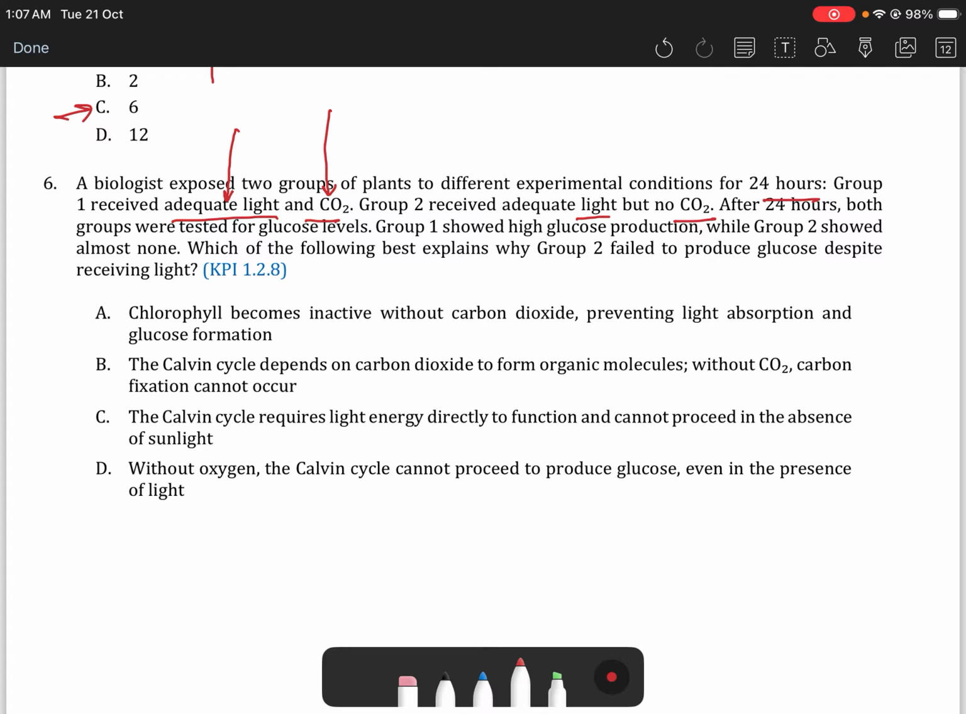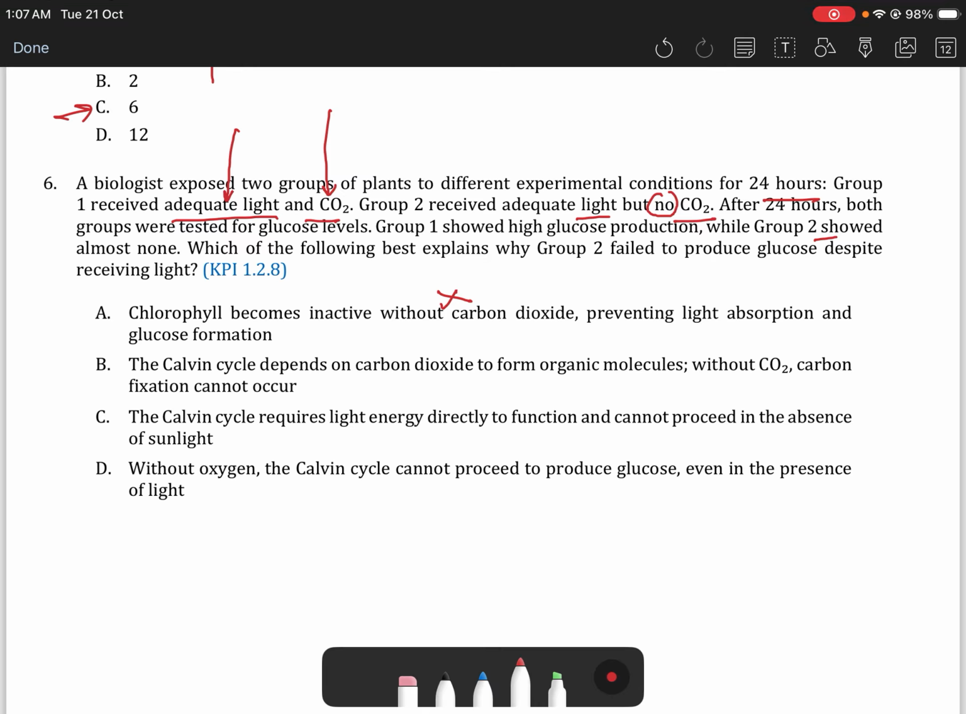The group 2 showed almost none. Which of the following explains why group 2 failed to produce? So we know that there is no CO2. Okay, so simply there is no CO2. So focus on here. So chlorophyll becomes inactive without carbon dioxide.